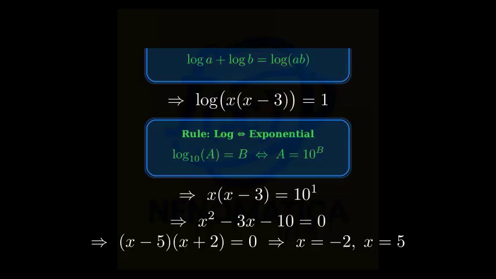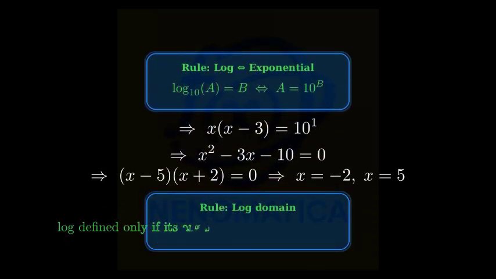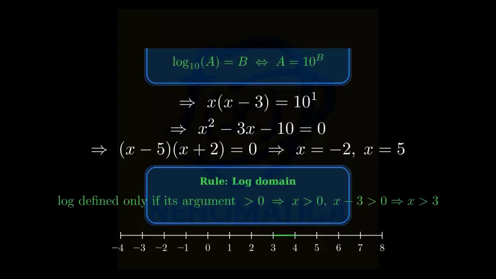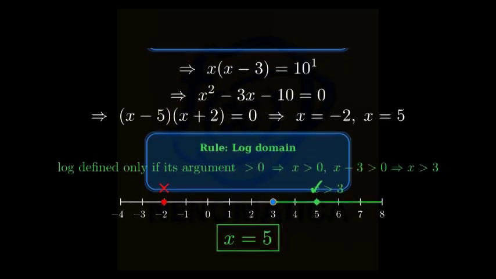Step 6. Check the domain for logarithms. The arguments of both logs must be positive. That means x greater than 0 and x minus 3 greater than 0. So overall x must be greater than 3. On a number line, shade the region to the right of 3. Test our candidates. Negative 2 is not allowed, while 5 is valid. Therefore, the solution is x equals 5 only.